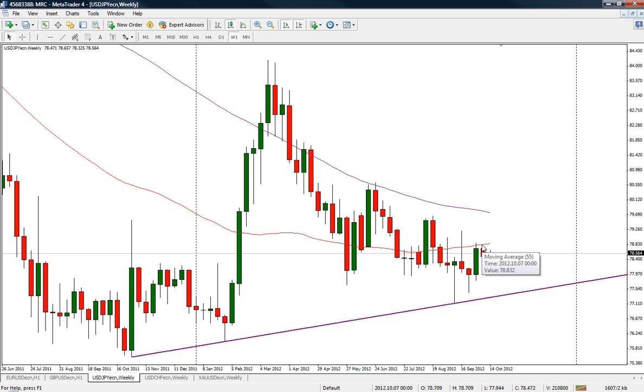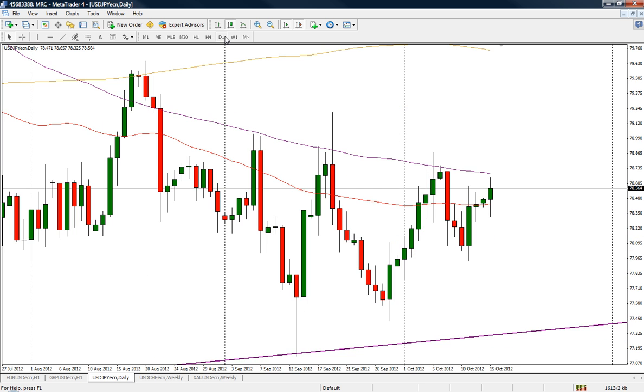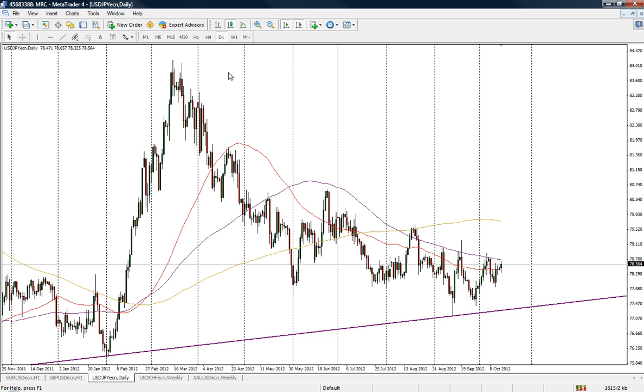If we're going to get any sort of momentum towards the upside, we need to get above this 55-week moving average, and then we have that 100-week moving average there, which is at around 79.76. In terms of the daily, still very, very choppy.